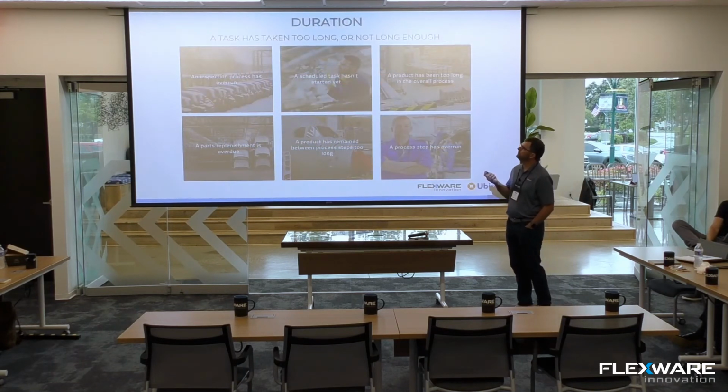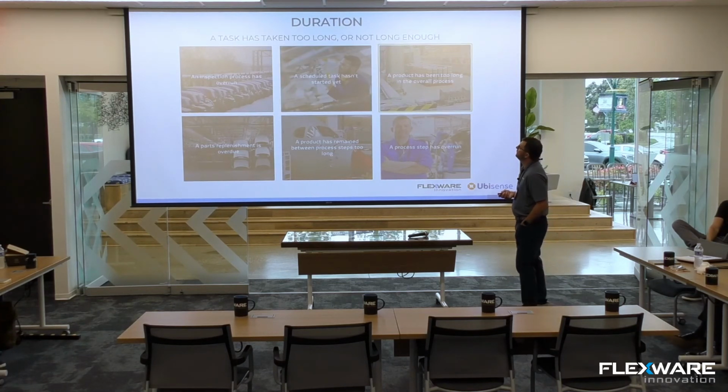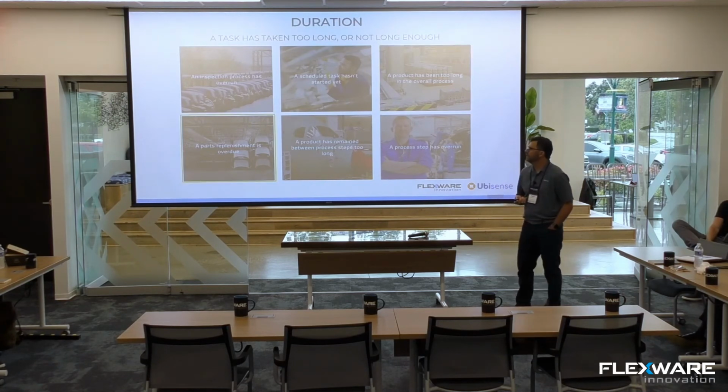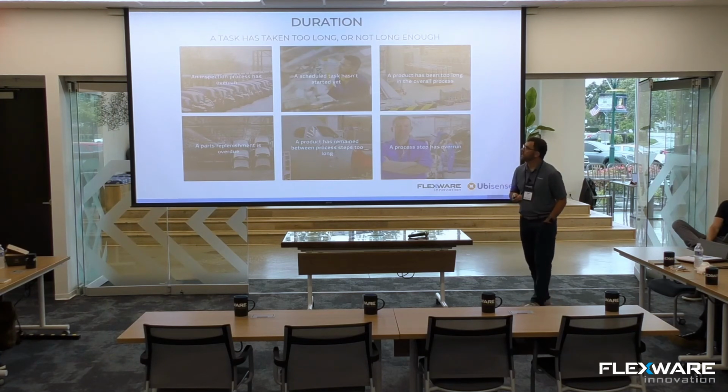Problems of duration. A task is taken too long or not long enough. We can see whether an inspection process has overrun or not happened. A scheduled task hasn't started yet. A product has been too long in the overhaul process. Parts replenishment overdue. A product has remained between process steps too long, or a process step has overrun.